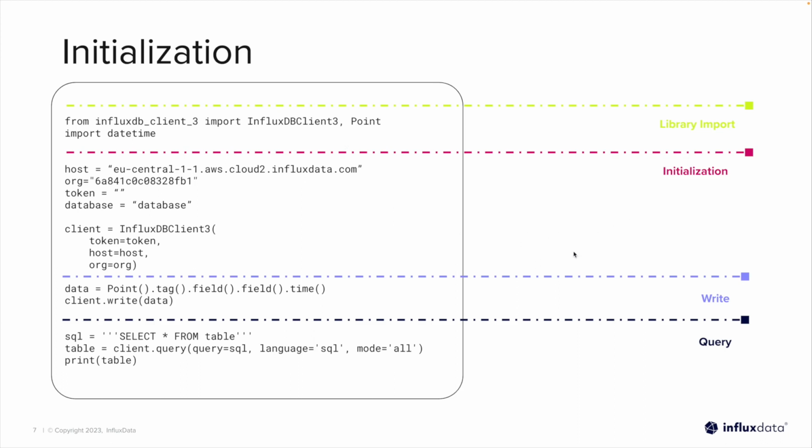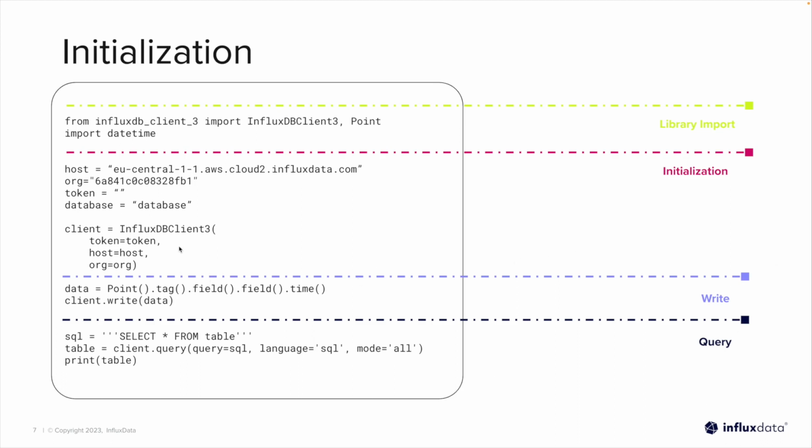Next is initialization. This is where we put our core parameters, our core security parameters, and the URLs and the databases that we want to connect to. So we can establish our host and our organization. Now, organization is only required for InfluxDB Serverless. If you're using Dedicated, this can be completely removed. It's an optional value. Then your token, which is your authentication to write and query, and then the database that you would like to write and query from.